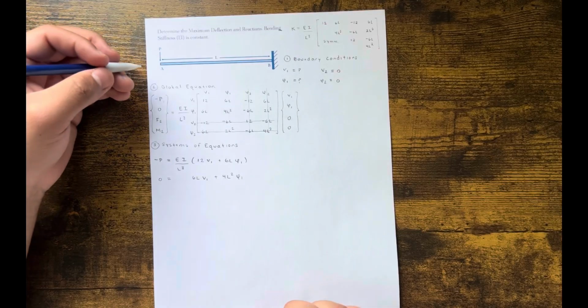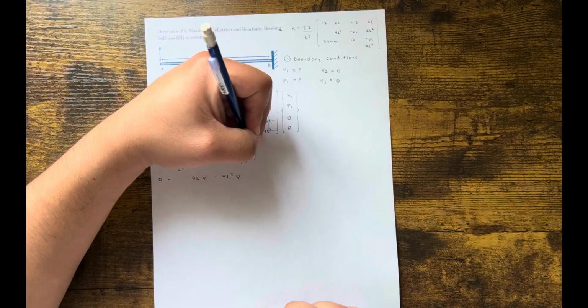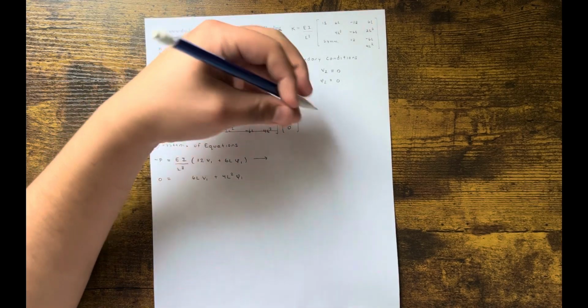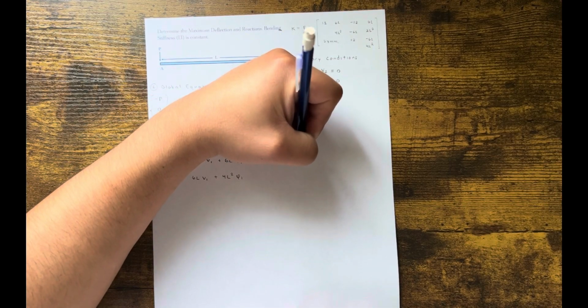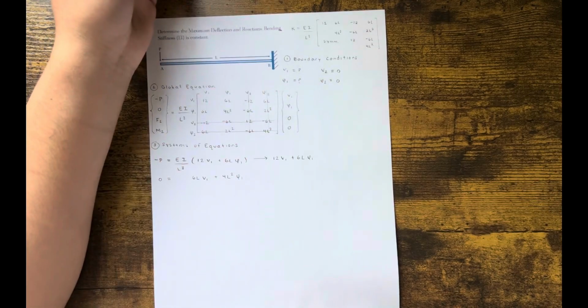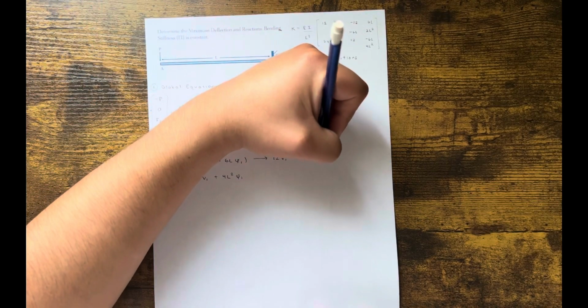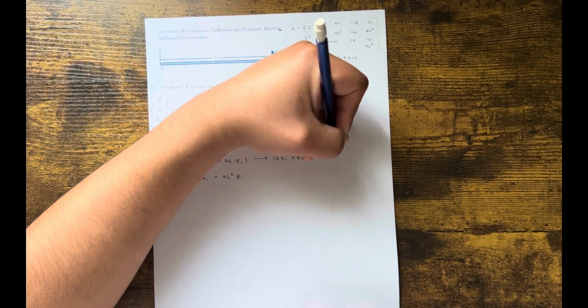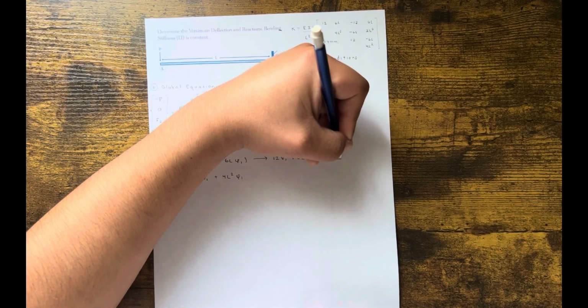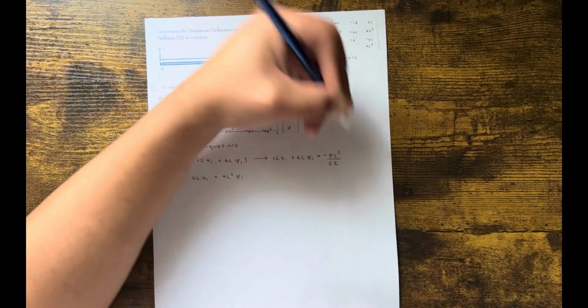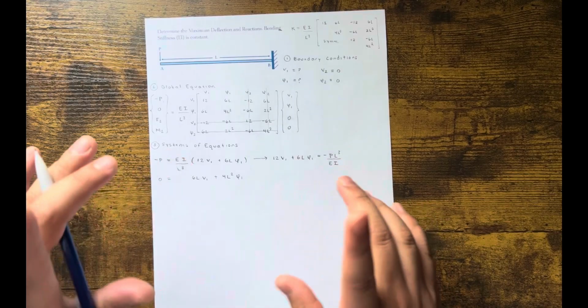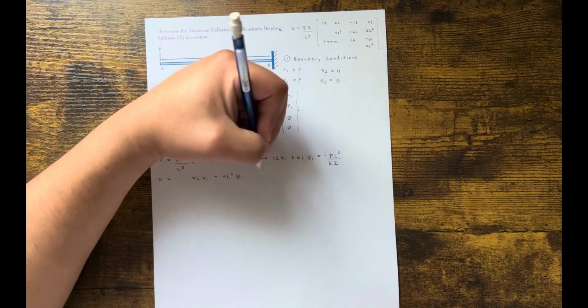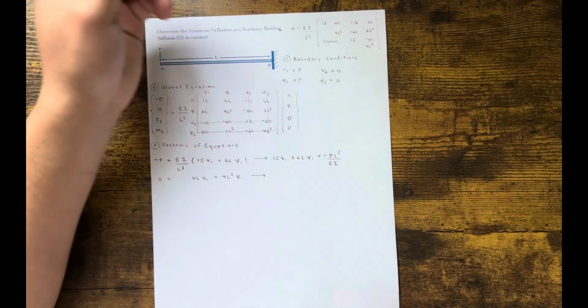And let's go ahead and simplify some stuff, right? This equation will become 12 V1 plus 6L Phi1 is equal to negative P L cubed over EI. And I already verified all this, so no offense, but I'm right, you're wrong if you didn't get the right answer. And then I'll go ahead and do the next one.